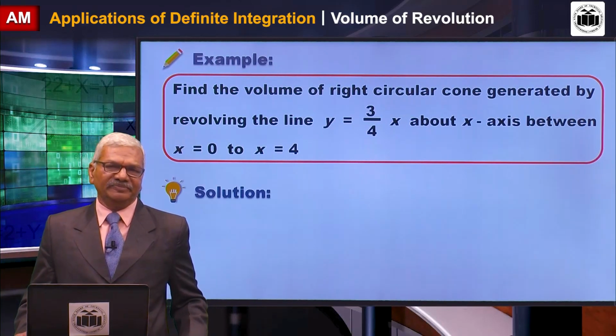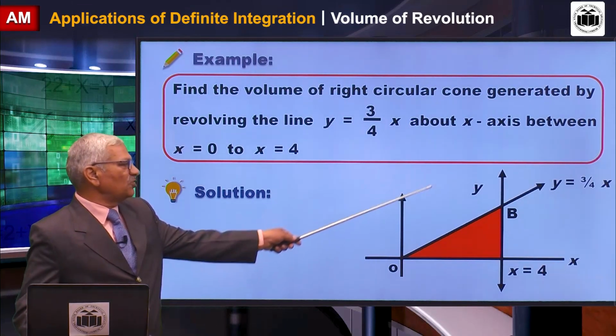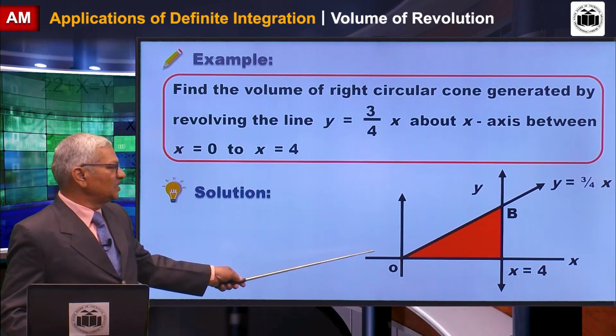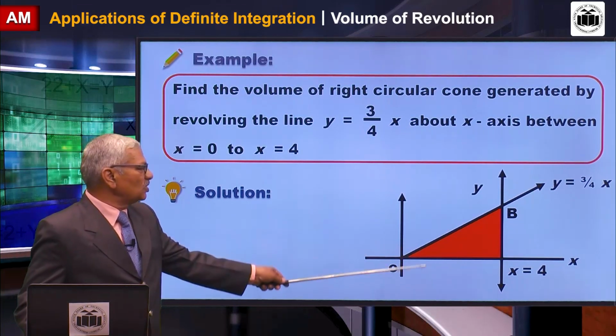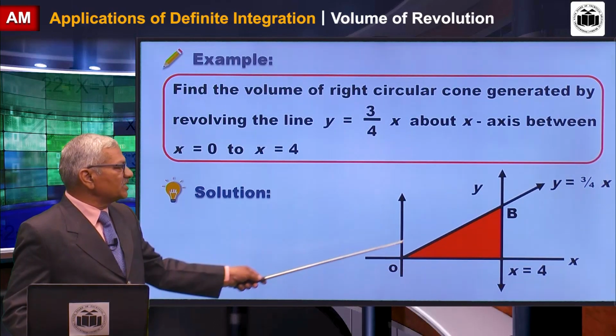See the diagram. Here, this is line y equals 3 by 4 x passing through origin. x equals 4, that is a line parallel to y-axis. It forms a triangle.